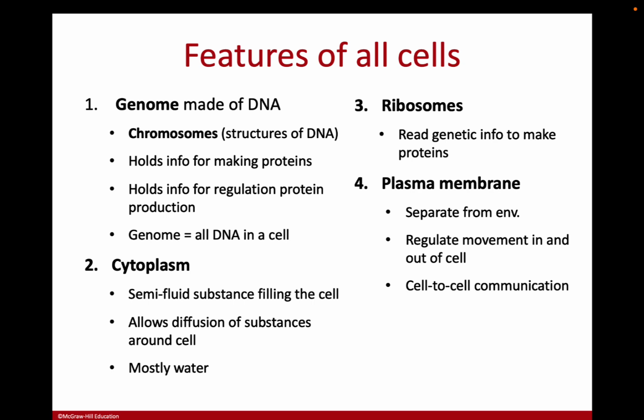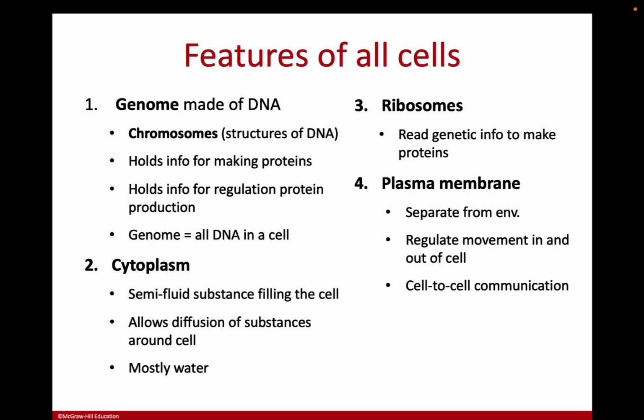All cells have four structural features. First of all, they have a genome made of DNA. DNA is contained in structures called chromosomes. So they can be circular or a straight line, but that's where the information is held. And specifically information for making proteins. Now, proteins are the things that do jobs in the cell. So how does the cell know what proteins to make and what shapes to make them and all that? That's what the DNA holds, the information for that.